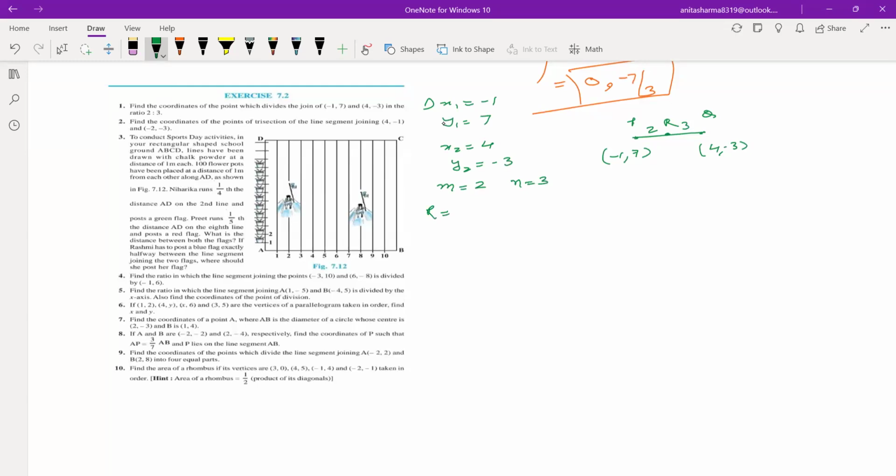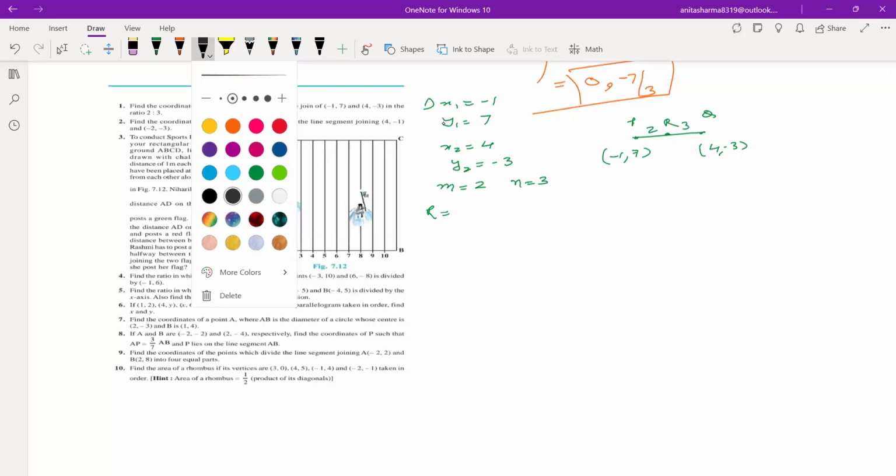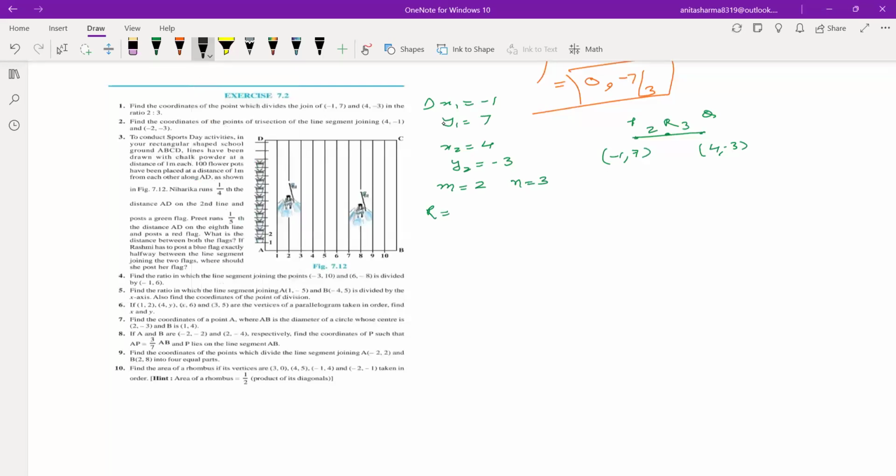Now, what was the formula of section formula? Yes, children, what was the formula? Mx2 plus Nx1 upon M plus N, comma, My2 plus Ny1 upon M plus N. Now, substitute the values and tell me the answer. Hurry up.